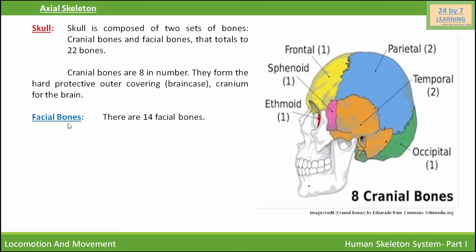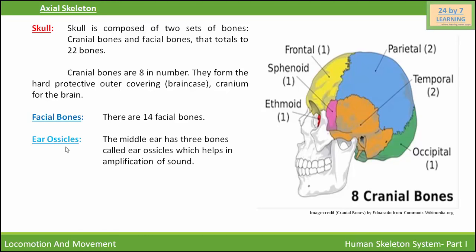Next we are going to discuss facial bones. Facial bones constitute the front part of the skull, skeleton of the lower jaw, hard palate and nose. In humans, there are 14 facial bones. Next, we are going to discuss ear ossicles. The middle ear has 3 bones, namely malleus, incus and stapes. So, the middle ear has 3 bones called ear ossicles. These 3 bones are the smallest bones of the human body.